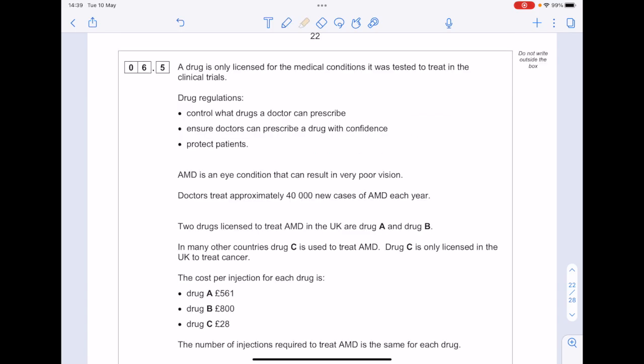A drug is only licensed for the medical conditions it was tested to treat in the clinical trials. Drug regulations control what drugs a doctor can prescribe, ensure doctors can prescribe a drug with confidence, protect patients.